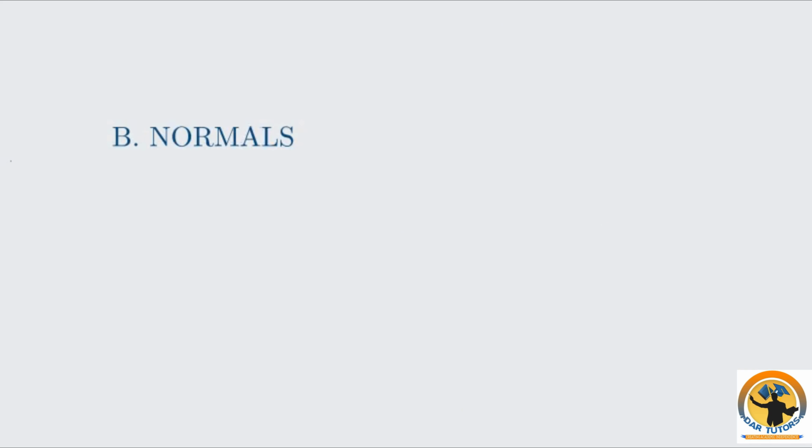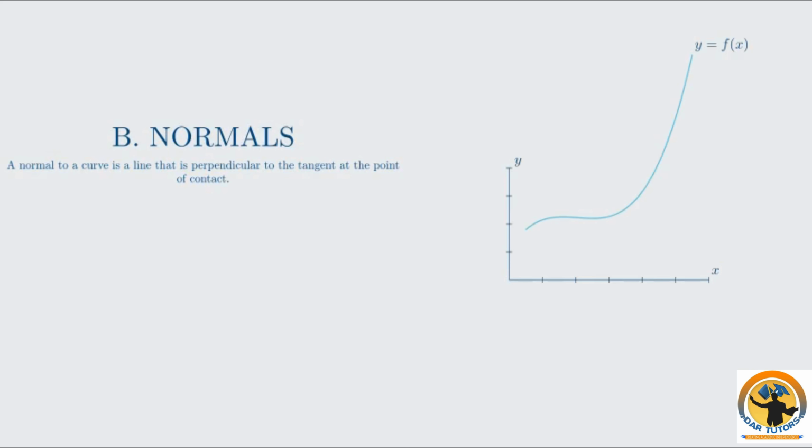Let's move on to the second main concept, normals. A normal to a curve is a line that is perpendicular to the tangent at the point of contact. Visually, if we have a tangent line touching the curve at a point, the normal line passes through that same point and forms a 90-degree angle with the tangent. The key property of perpendicular lines is that the product of their gradients is negative 1. This means their gradients are negative reciprocals of each other.